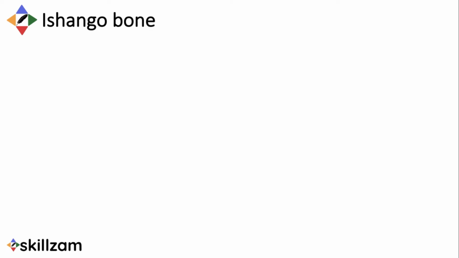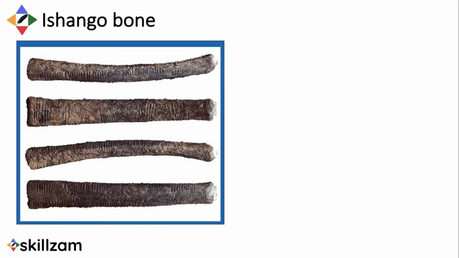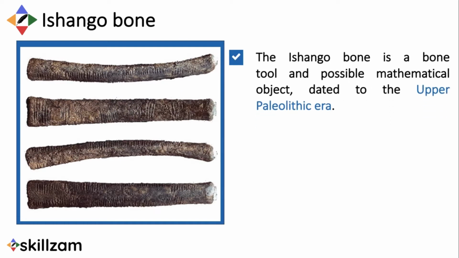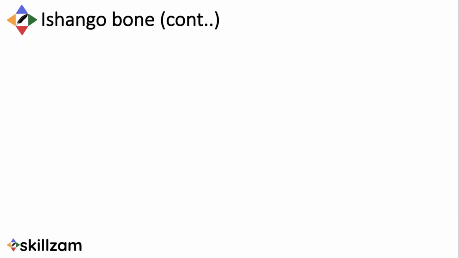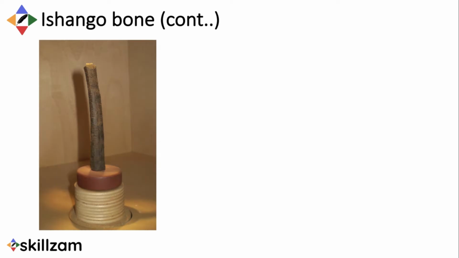Ishango bone, as the name suggests, is a bone tool and possibly mathematical object dated to the Upper Paleolithic era. It was discovered in the area of Ishango near the Semliki River, which is now on the border between modern-day Uganda and the Democratic Republic of Congo. It is a dark brown length of bone, the fibula of a baboon, with a sharp piece of quartz affixed to one end, perhaps for engraving.